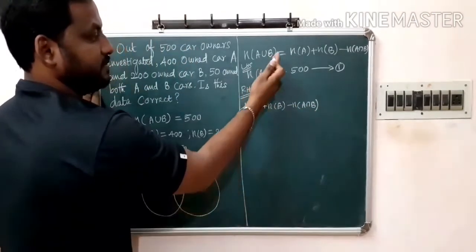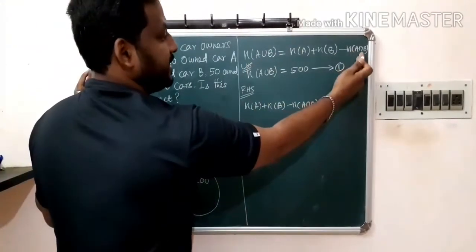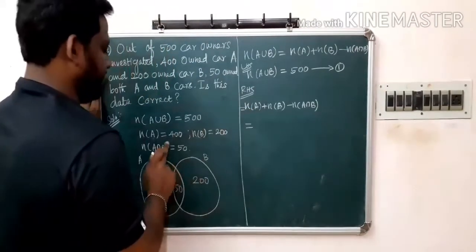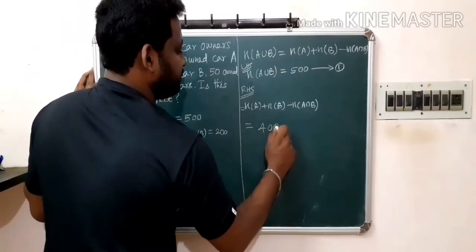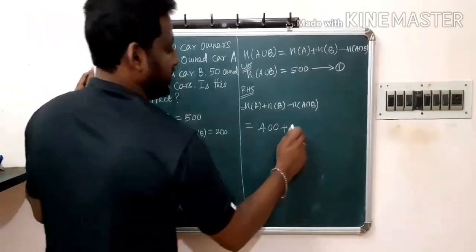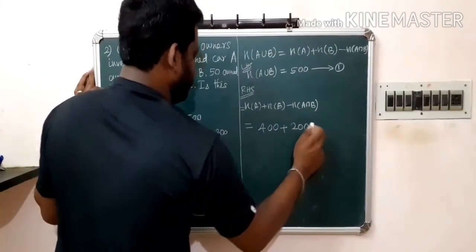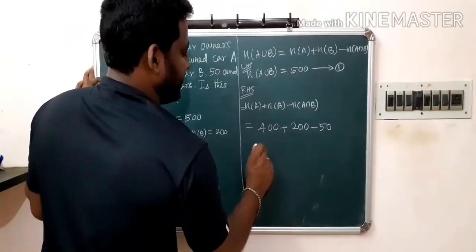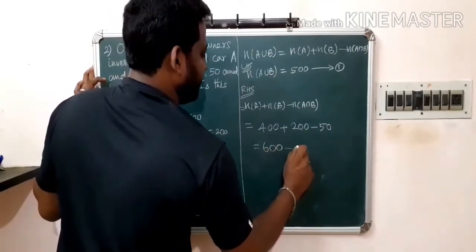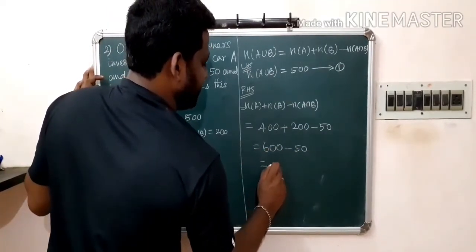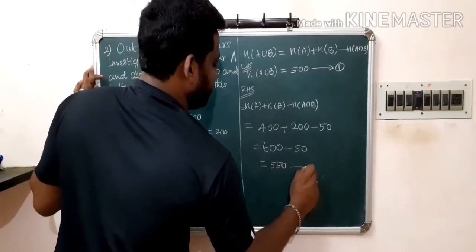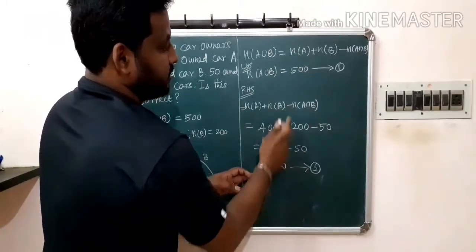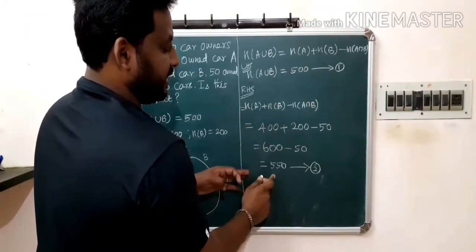If the union part comes in the left hand side, you should subtract the intersection part. Okay, so this is equal to n of A, we know that is 400, plus n of B is 200, minus n of A intersection B is 50. So 400 plus 200 is equal to 600, minus 50. So 600 minus 50 is equal to 550. This is equation 2. So now look at equations 1 and 2. The first one is 500, the second one is 550.